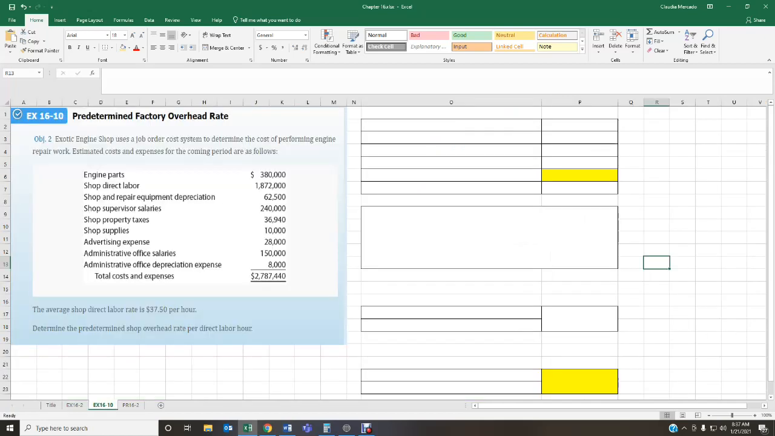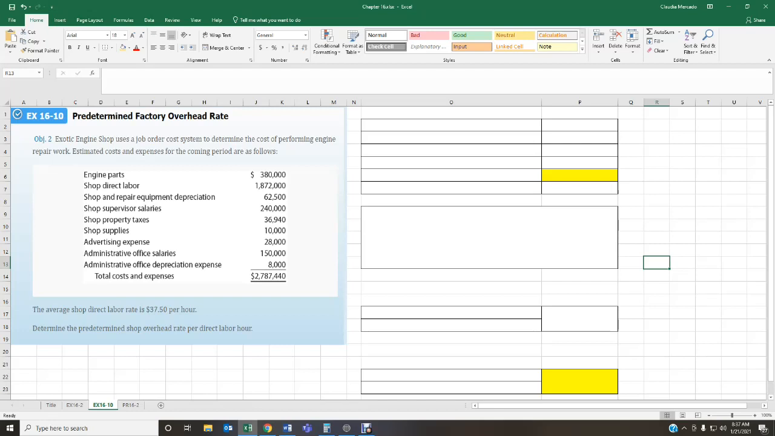So let me jump in to Exercise 16-10. It deals with predetermined factory overhead rate. It says, Exotic Engine Shop uses a job order cost system to determine the cost of performing engine repair work. The estimated costs and expenses for the coming period are as follows. And then they provide us with a list of different expenses for the shop.